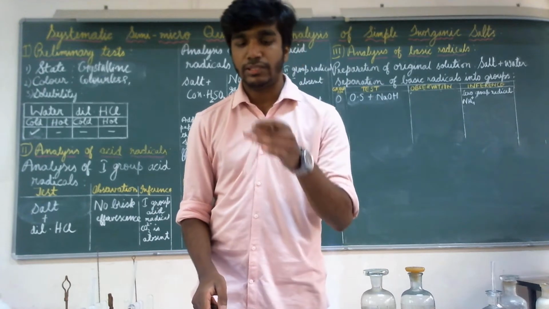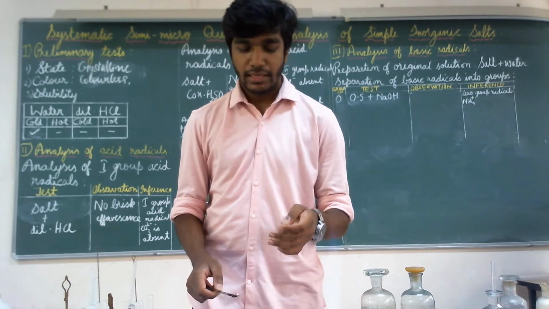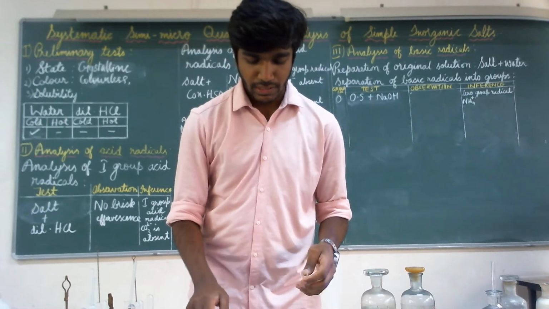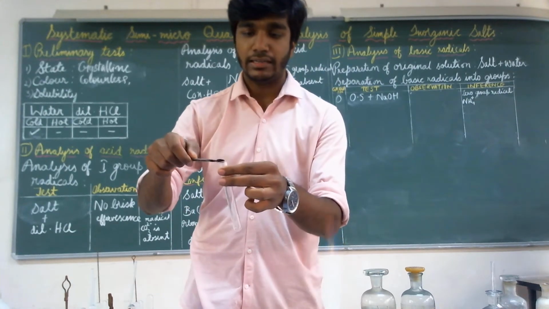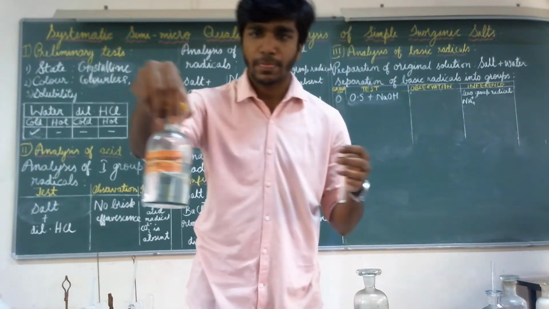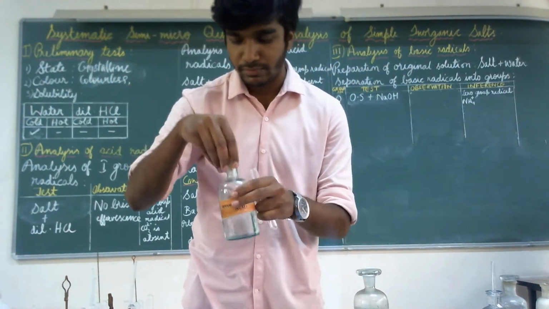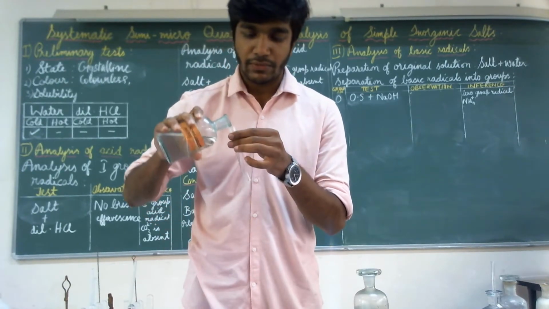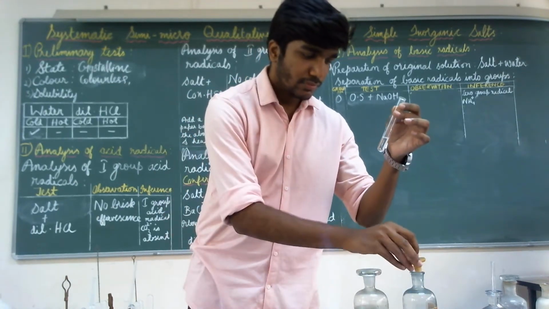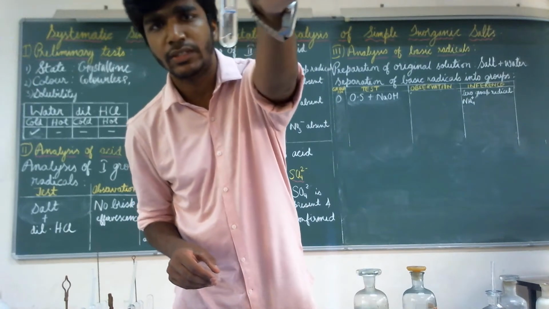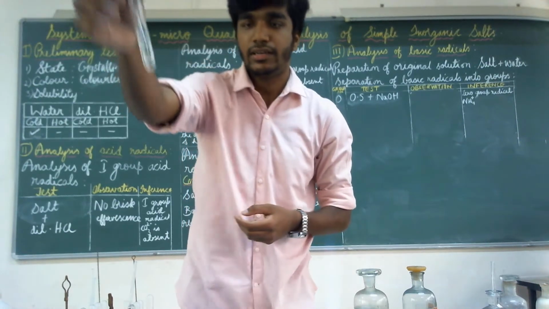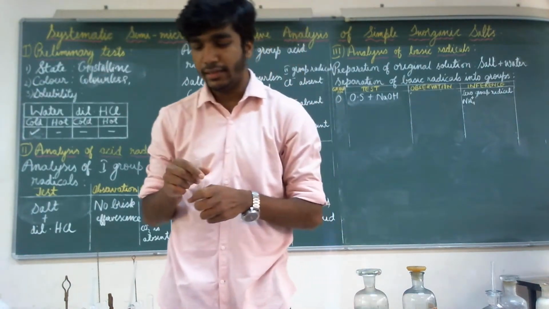We'll take a small quantity of the salt in a test tube, and if we observe brisk effervescence, then it means carbonate is present. So I'm taking a small quantity of the salt and adding dilute hydrochloric acid to this. If you observe brisk effervescence, then it means carbonate is present. As you can see, there is no brisk effervescence, no reaction happening at all with dilute HCl, and hence carbonate is absent. First group acid radical, carbonate, is absent.